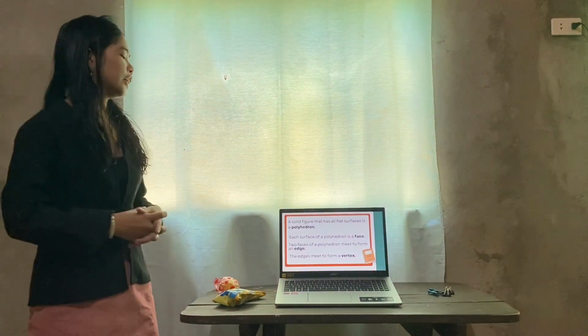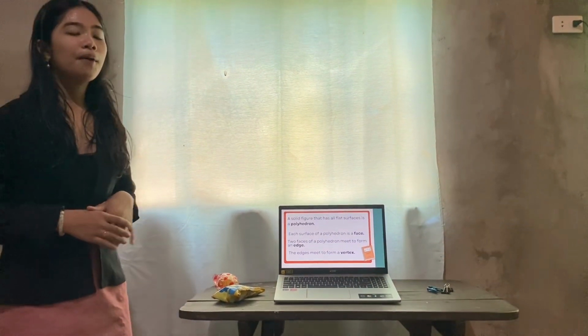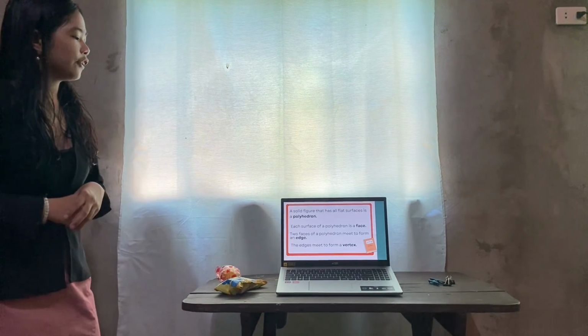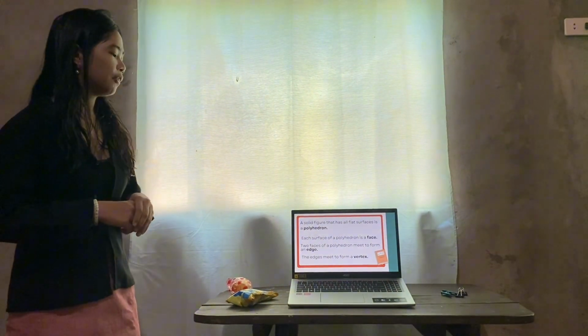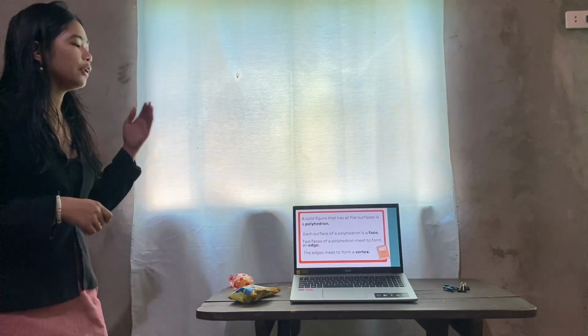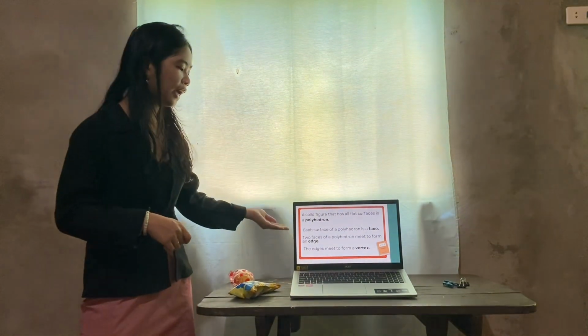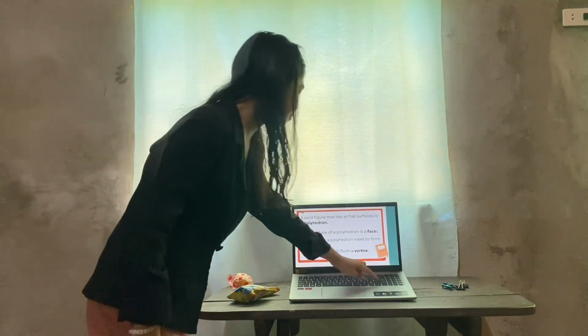So let's continue. A solid figure that has only flat surfaces is called a polyhedron. Each surface of a polyhedron is a face. The faces of a polyhedron meet to form an edge, and the edges meet to form a vertex. So the polyhedron has a face, an edge, and a vertex. So remember that.